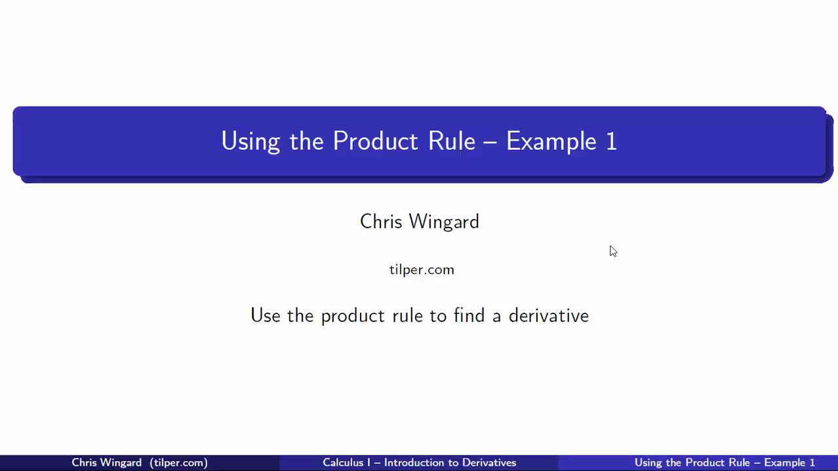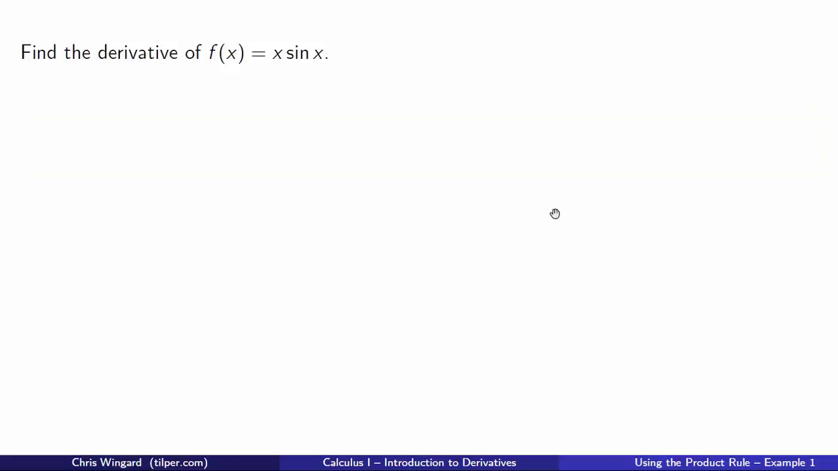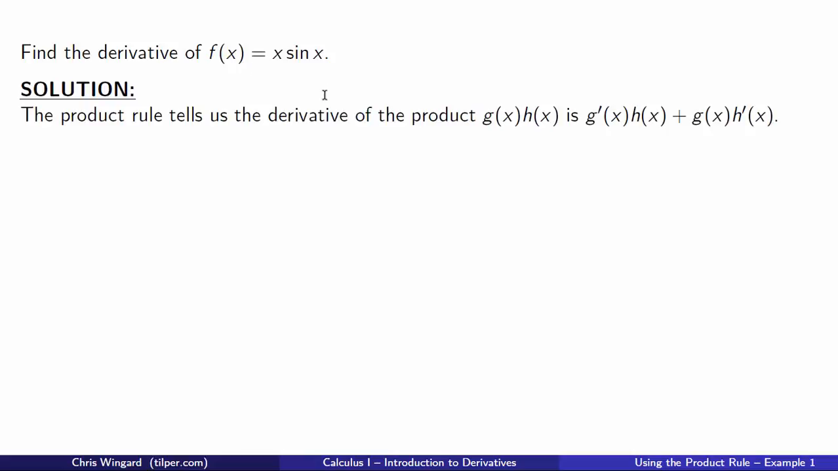Here's example 1 of using the product rule. So we want to find the derivative of f of x equals x times sine of x. And the product rule in general tells us that the derivative of the product g of x times h of x is g prime of x h of x plus g of x h prime of x.